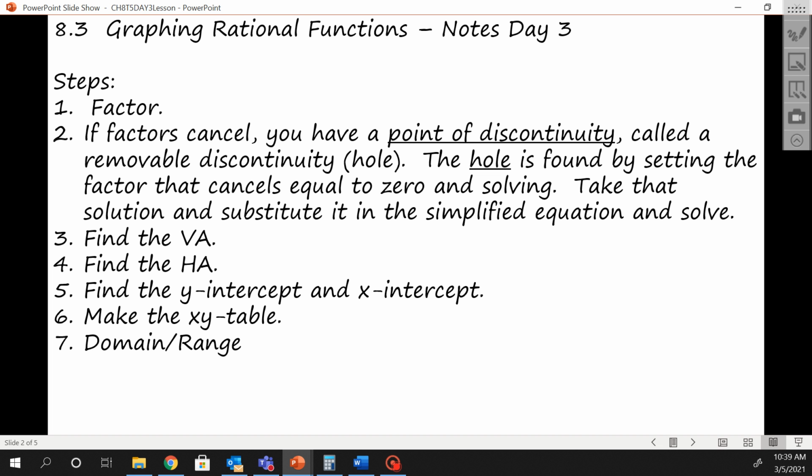If the factors cancel, we have what's called a point of discontinuity. This is removable discontinuity. In other words, it's a hole where the factors cancel. This is a hole where there's no defined value for the output because the input leads to undefined values. So the hole is found by setting the factor that cancels equal to 0 and solving. Whatever the 0 of the factor is, that's where the hole is. We take that solution and substitute it into the simplified equation and solve to find out where exactly the hole is.